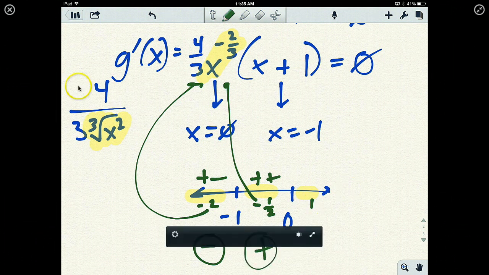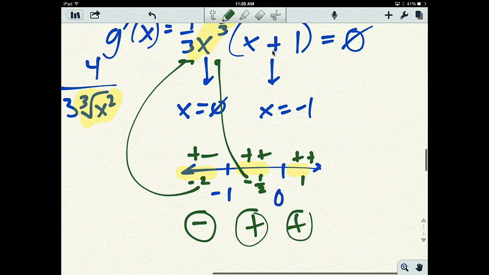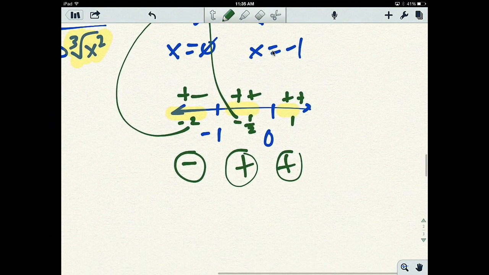If I plug in 1 here, I'm going to get a positive again. And if I plug in 1 here, I also get a positive. This whole thing is positive as well. Okay. So how do I solve this? Again, I have to have a max or min at negative 1 or 0.